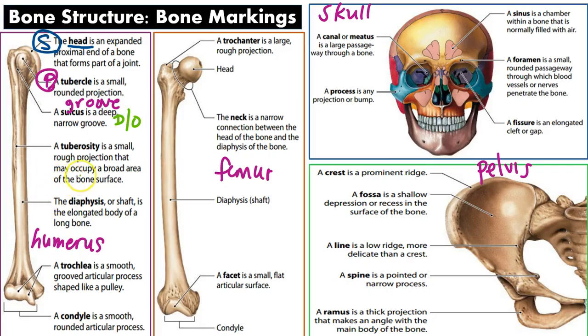Now, a tuberosity is going to be a small, rough projection that may occupy a broad area of the bone surface. What does that mean? A tuberosity is literally just going to be a kind of roughened projection. So on here, you might see a porosity where you're actually going to have attachments to the bone itself of some kind of ligament, for example.